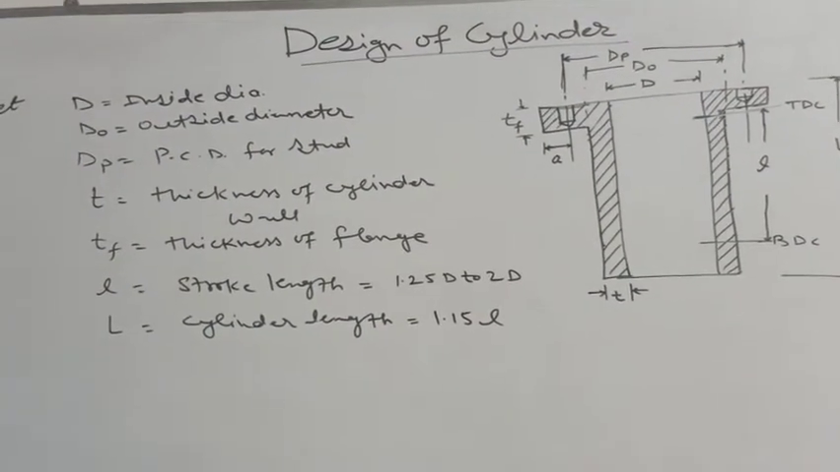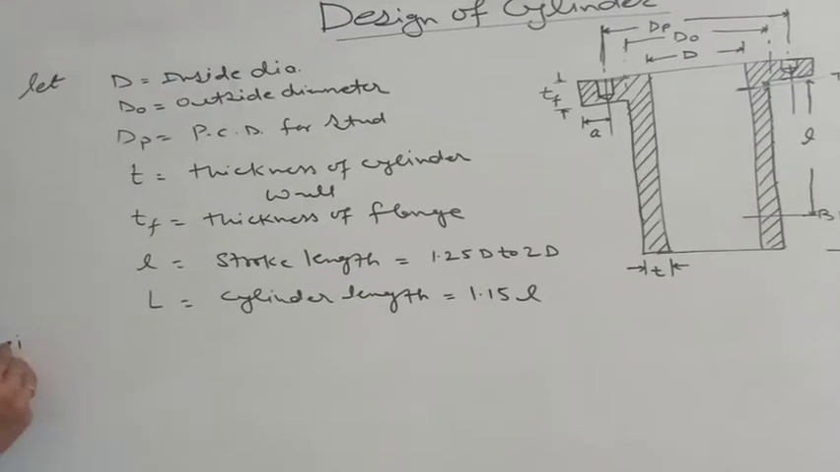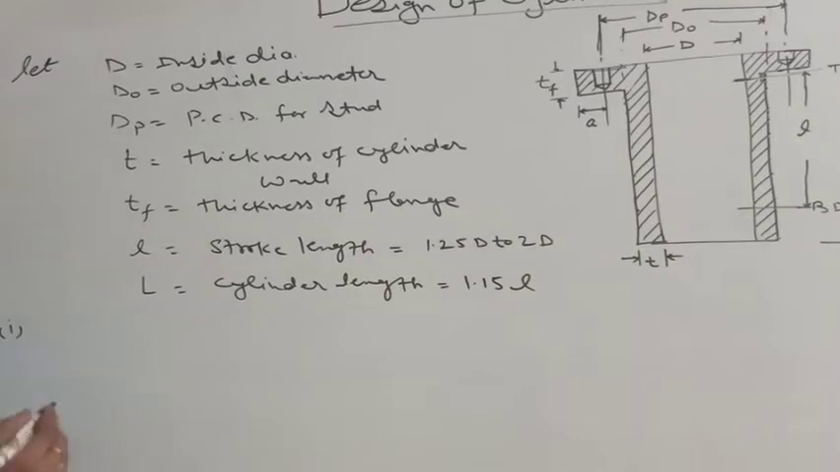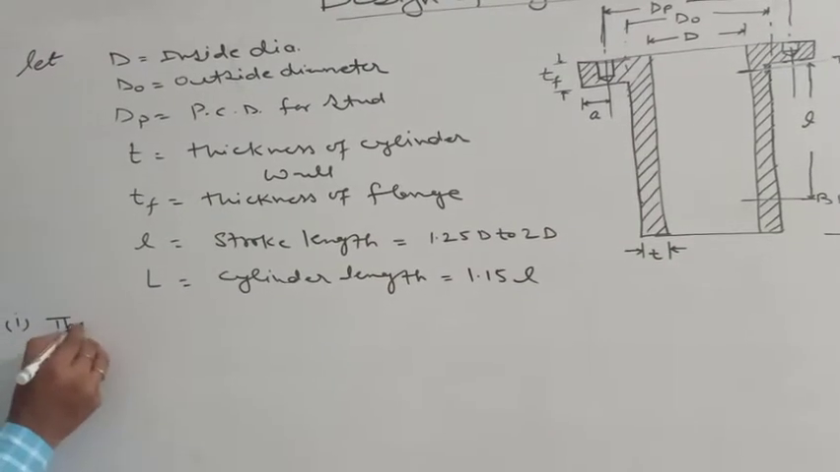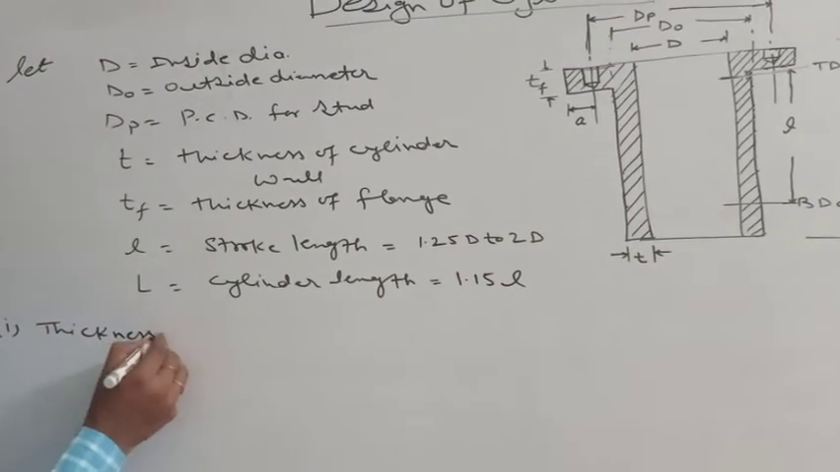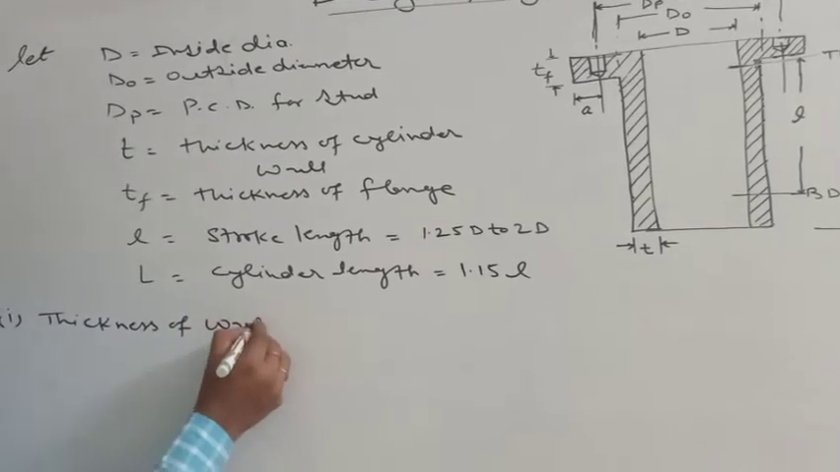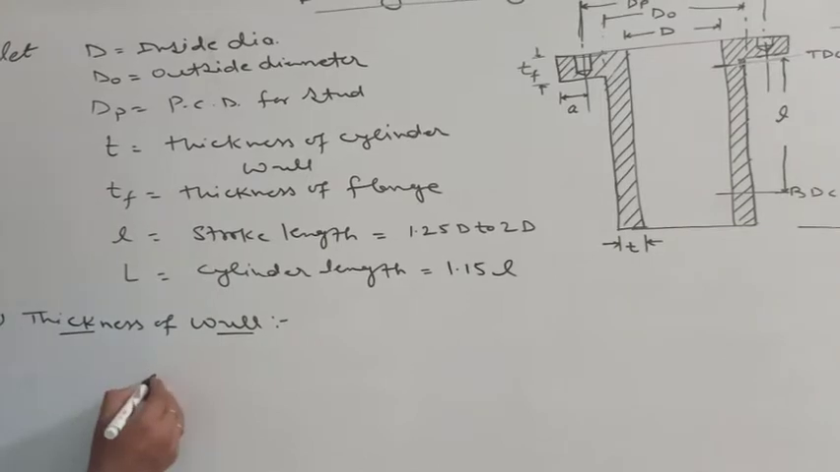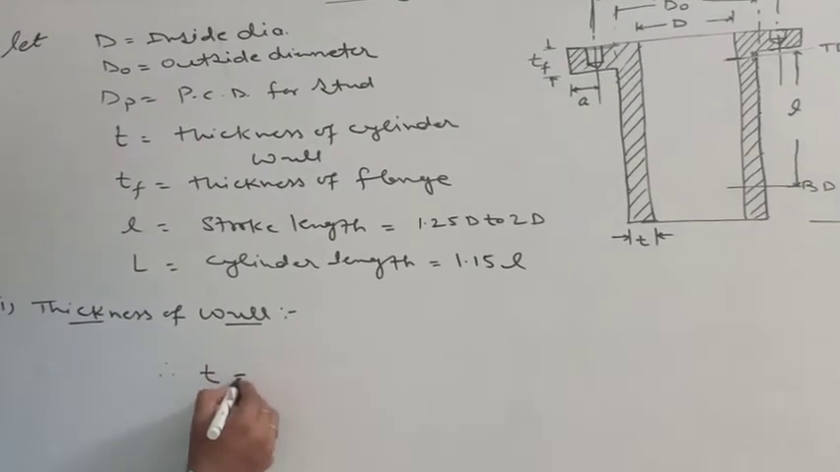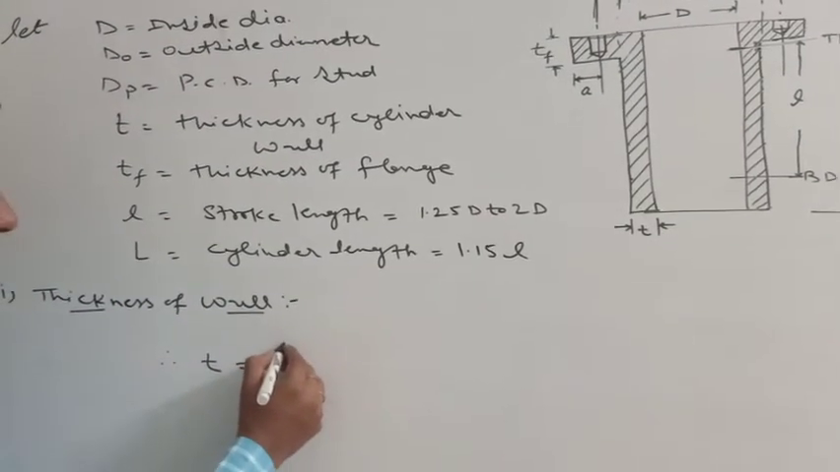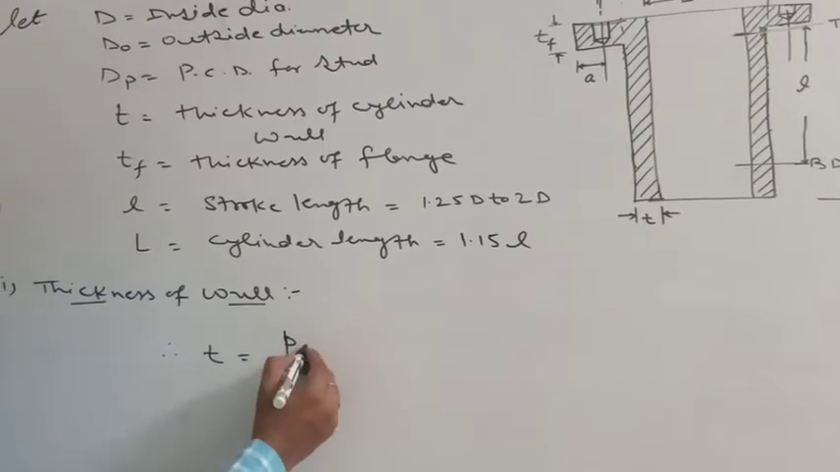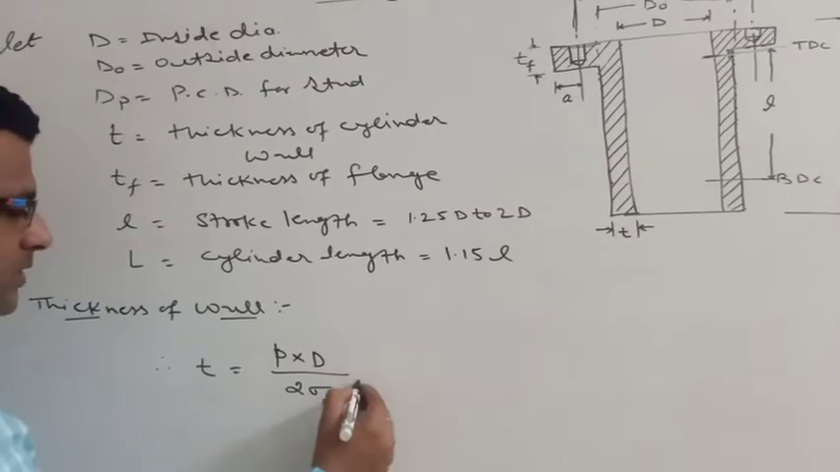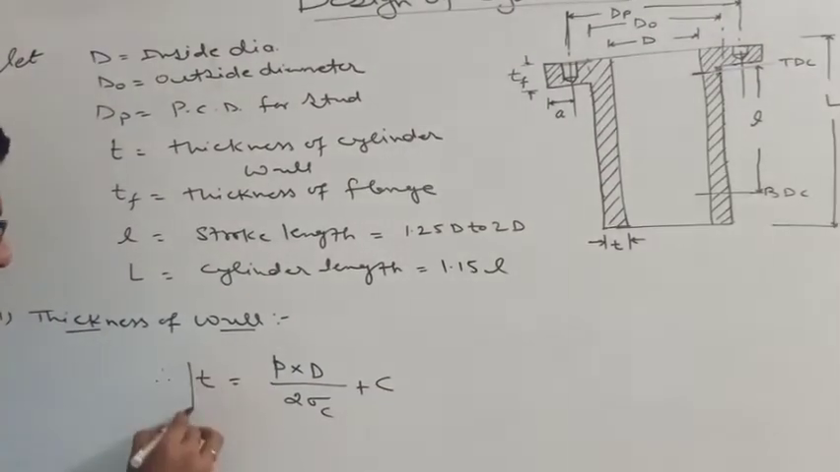Now for designing, firstly we have to find the thickness of this. That's why the first step of our design is the thickness of the cylindrical wall. Then the thickness is given by this: the pressure inside the cylinder multiplied by the diameter upon twice sigma c plus C.